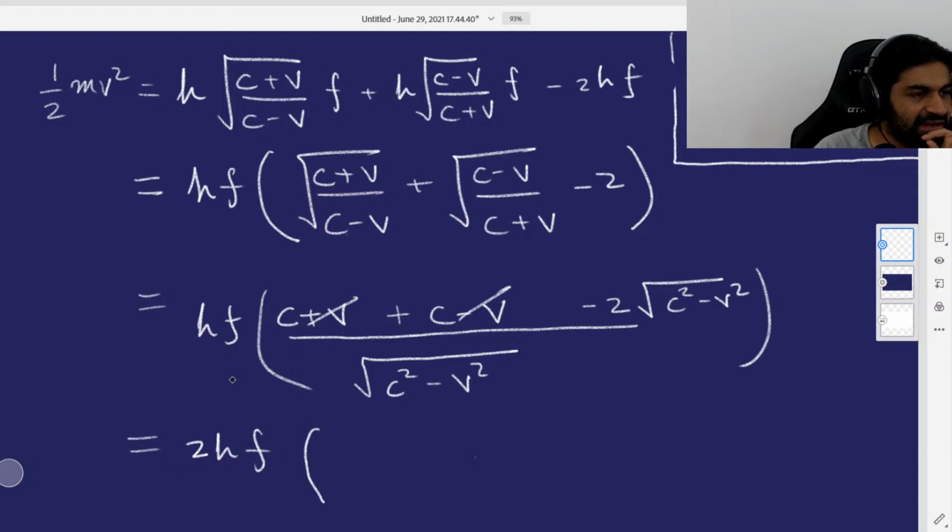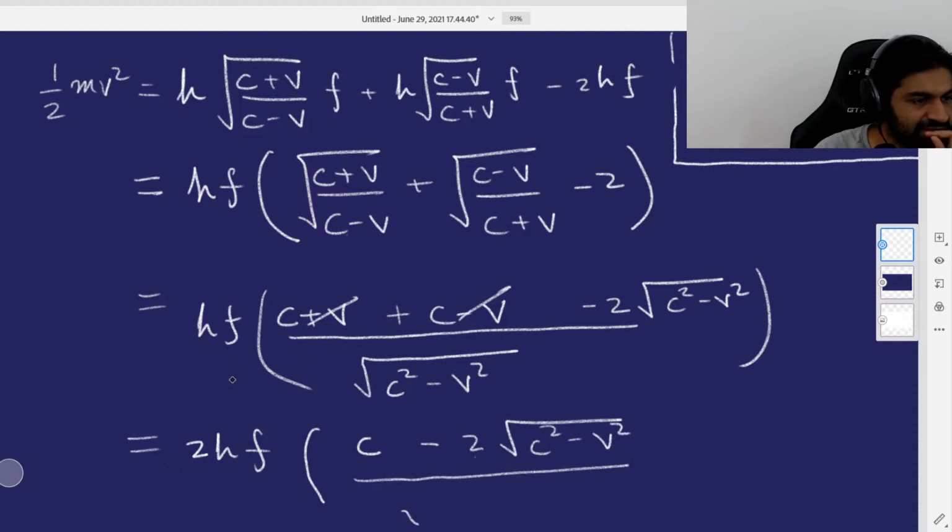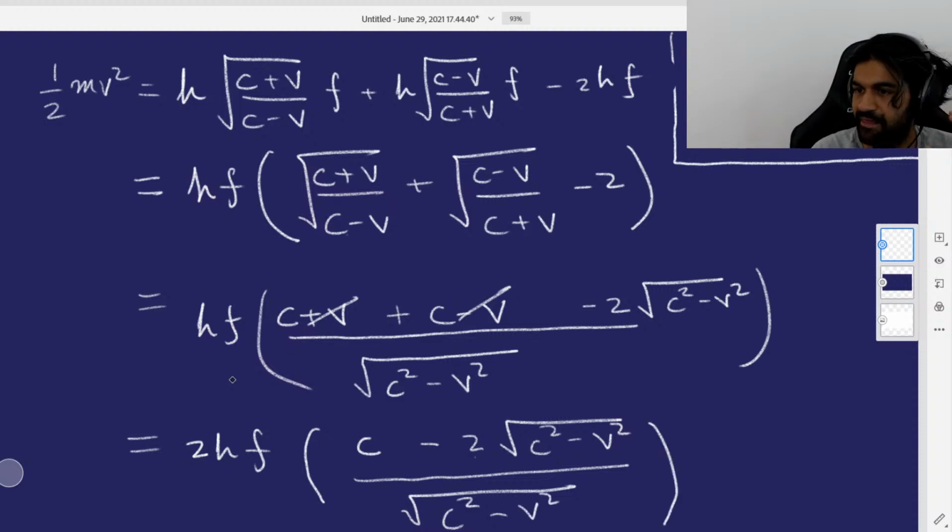This is going to be c minus the square root of c squared minus v squared, over the square root of c squared minus v squared. Hopefully, everything so far is reasonable. I'm going to move this to the top.